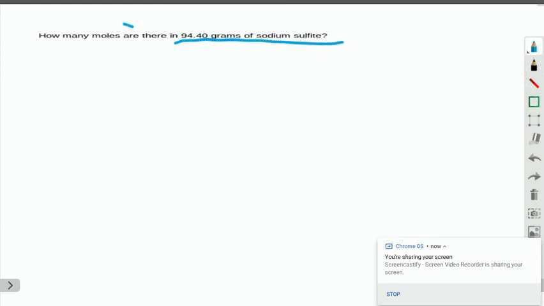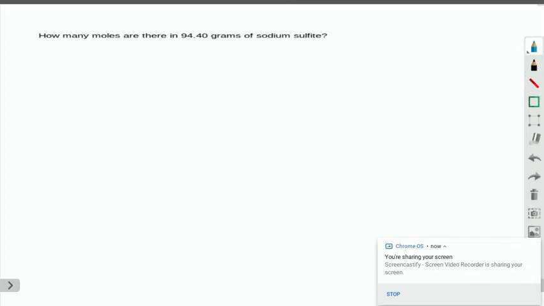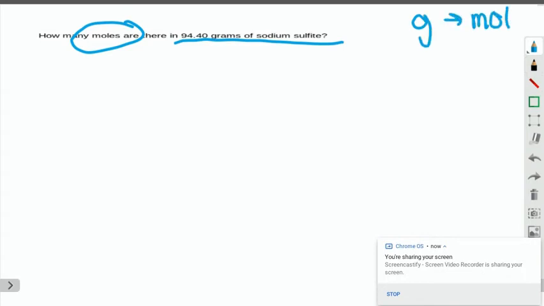I just moved on to the next example, which states: how many moles are there in 94.40 grams of sodium sulfite? So the first step is really figuring out what you're given and what you need to find. We're starting with grams and we need to go to moles. When you see that you are going from a mass to moles or moles to mass, you will need to use molar mass.